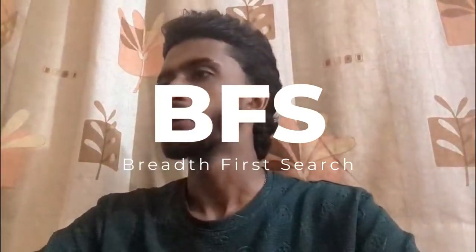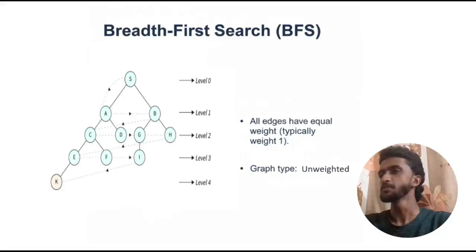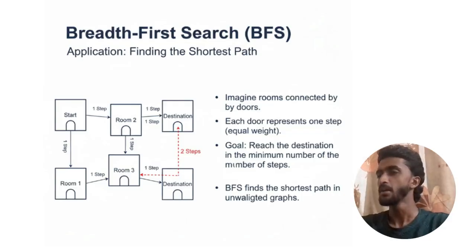Now let us talk about BFS, which means breadth first search. We use BFS when all edges have the same weight, usually weight 1. This type of graph is called an unweighted graph. For example, imagine rooms connected by doors. Each door is one step. We want to reach the destination using the minimum number of steps.